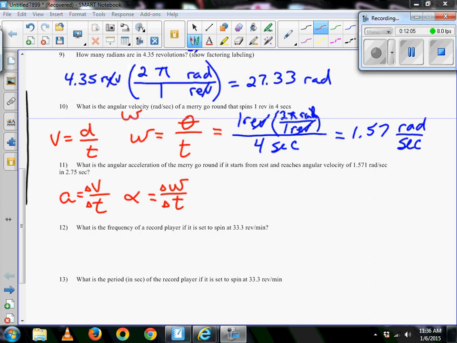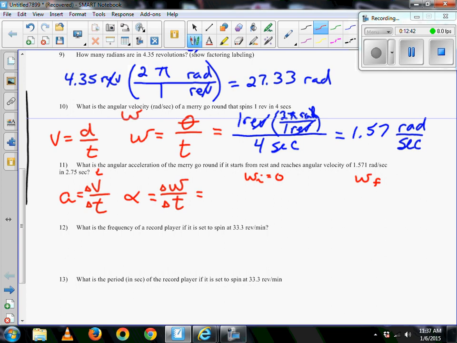Okay, so what are we going to plug in here? It says the angular acceleration of a merry-go-round, if it starts from rest, so what did they just give you? Initial velocity, very good. That initial omega is 0. And it reaches an angular velocity of 1.571. What letter is that? 1.571 radians per second. Very good. It's the final omega. And it says it does that in 2.75 seconds. So Melanie, what letter is 2.75 seconds?